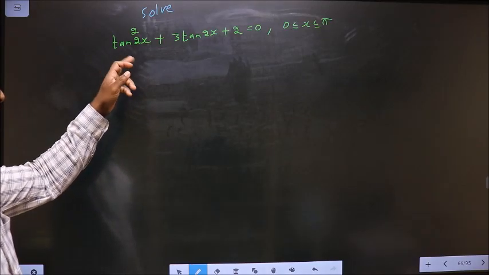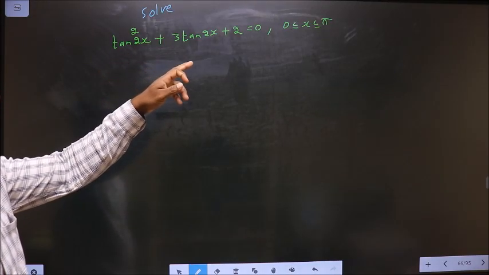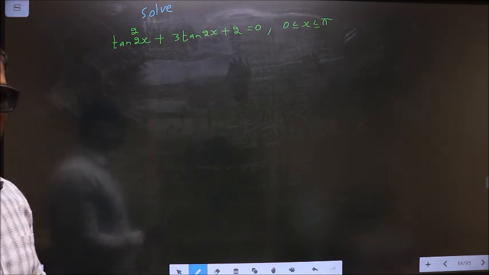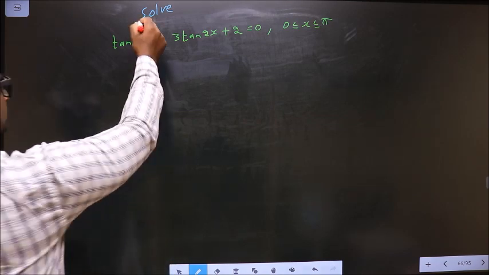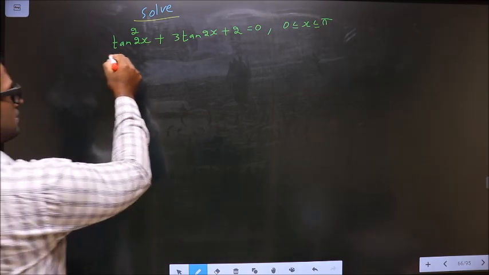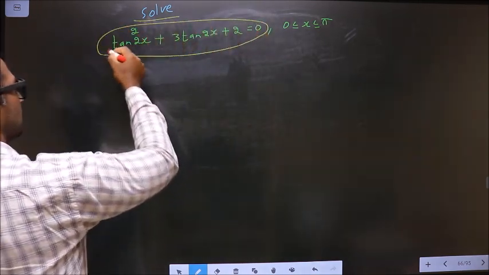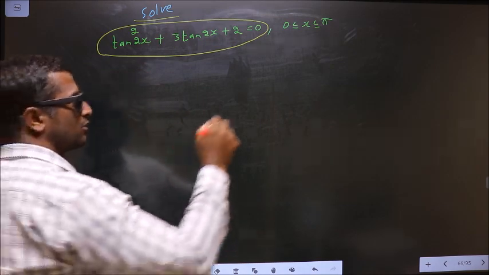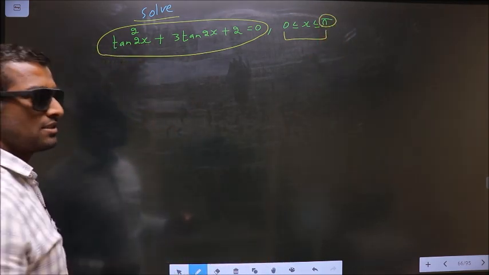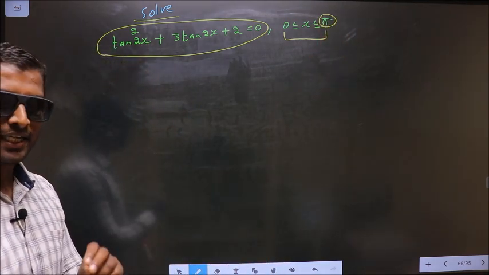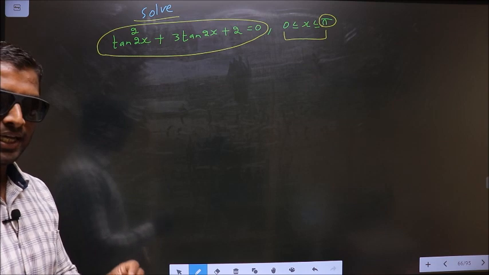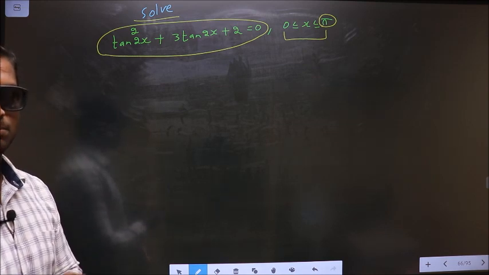Solve tan square 2x plus 3 tan 2x plus 2 equal to 0, where x lies in the interval 0 to pi. Here they told you to solve, so you should find the values for x satisfying this equation, and also it should lie in this interval. Here you have pi, that means you should get the answer in radians. For that, put your calculator in radians mode. I repeat, put your calculator in radians mode.